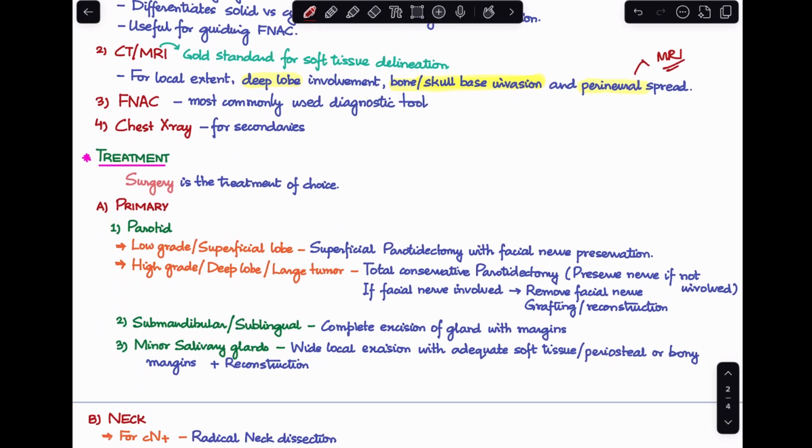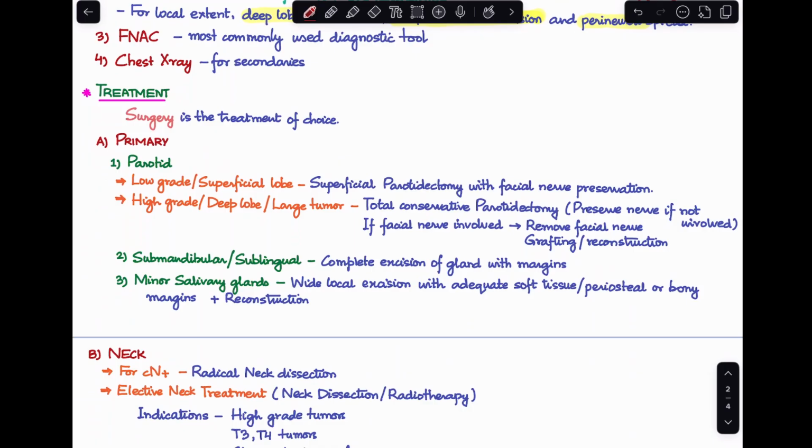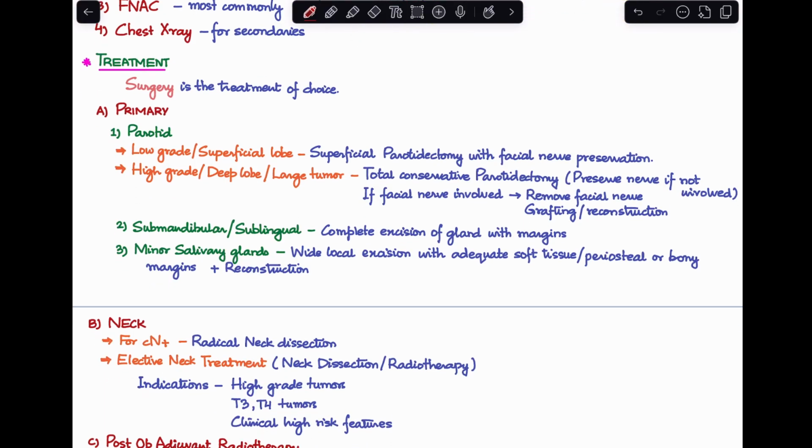Coming to treatment, our only mode of treatment, or rather a main mode of treatment over here, is surgery. Let's first talk about how we'll deal with the primary, and then I'll talk about how we'll deal with the neck node if present. So in case of primary, let's talk according to site. If it involves the parotid, first we have to see if the tumor is of low grade or it is involving just the superficial lobe. In that case, we can just perform a superficial parotidectomy and preserve the facial nerve.